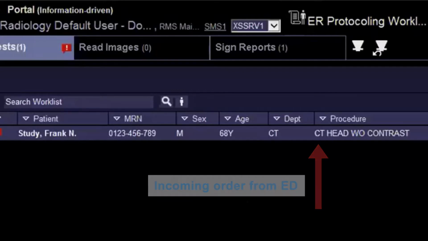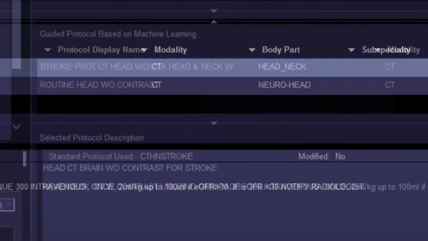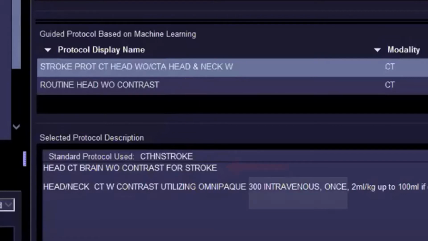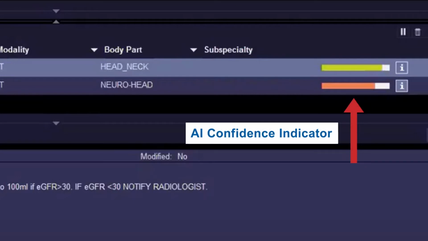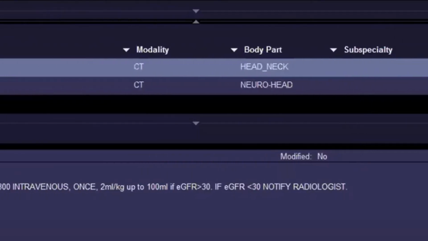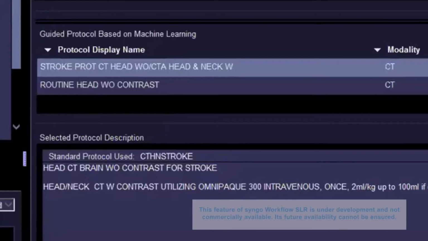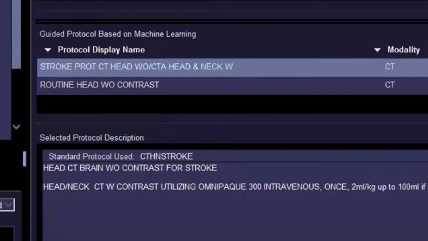This system identifies this as an exam for possible stroke and has proposed the protocol CT head stroke code without contrast with CTA head and neck stroke code with contrast. The confidence level of the AI algorithm is displayed as color-coded bars on the right side of the screen. If they disagreed, the person protocoling the exam could have selected a different protocol from the full list. The protocoling radiologist glances at the patient notes from the ED and selects the Accept button. Having AI suggest protocols saves time, which can really add up over the course of a workday.